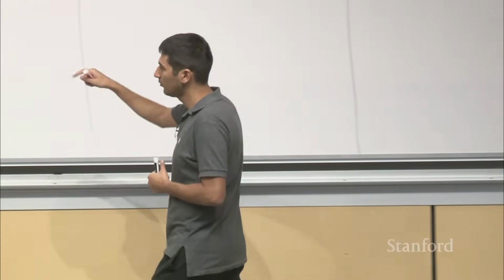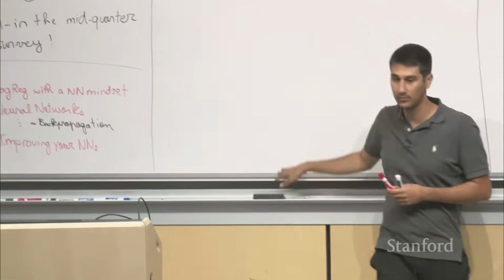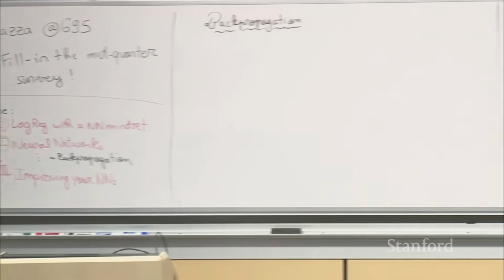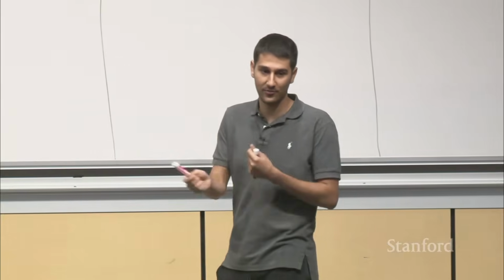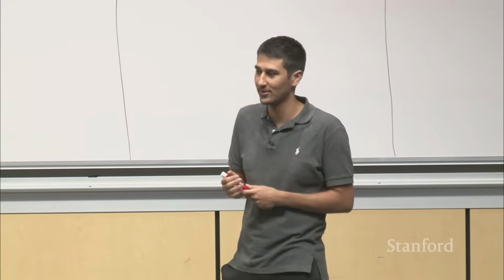So today we're going to continue that. We're in the second part, neural networks. We're going to derive the backpropagation with the chain rule. And after that, we're going to talk about how to improve our neural networks. Because in practice, just because you designed a neural network doesn't mean it's going to work. There's a lot of hacks and tricks that you need to know in order to make a neural network work.